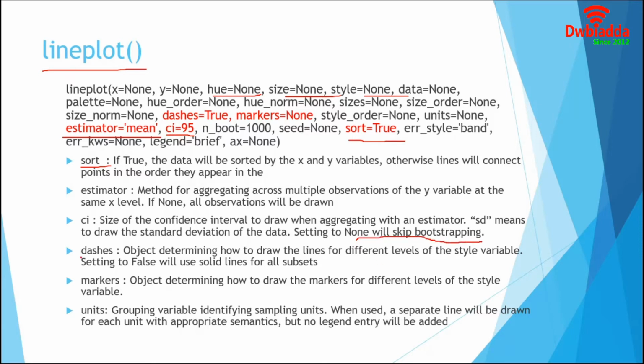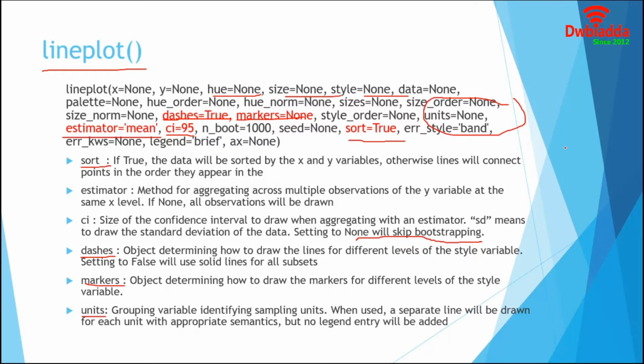Dashes and markers are associated with the style parameter. Dashes determines how to draw the lines for different levels of the style variable. The default true will generate lines with dashes. Setting to false will use solid lines for all subsets. Next one is markers. This will determine how to draw the markers for different levels of the style variable. Default is none. Setting to true will generate lines with markers. Finally, units. If we use this, a separate line will be drawn for each unit with appropriate semantics.